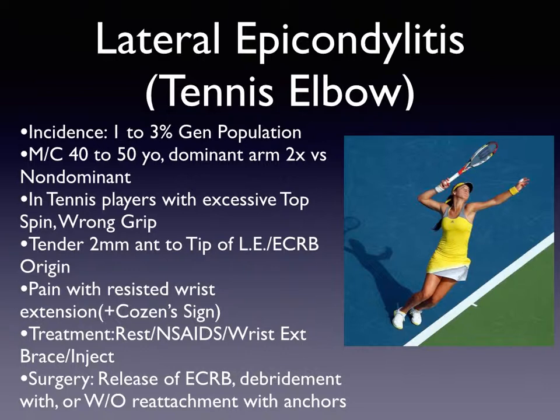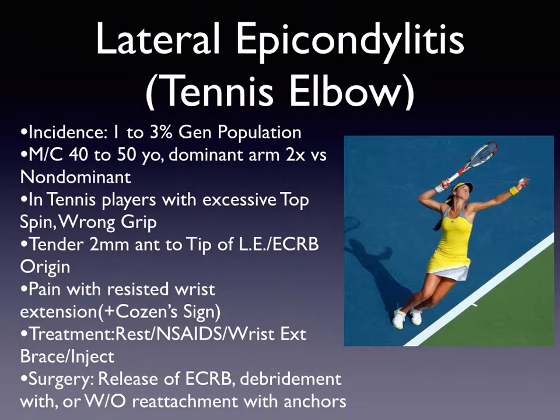In tennis players, we sometimes consider excessive topspin or wrong grip, either using too big of a grip or too small of a grip, and usually we have some tenderness over the lateral epicondyle, and often the extensor carpi radialis brevis origin is to be considered. Usually we have pain with resisted wrist extension, noted as the Cozen sign. Initial treatment, as noted in the previous slides, is rest and anti-inflammatory medications. We'll actually use a brace.